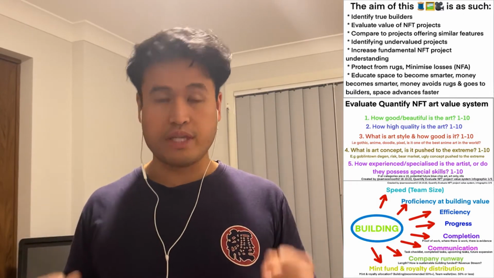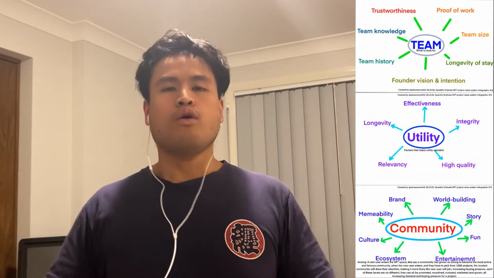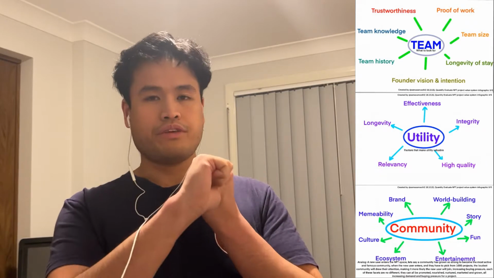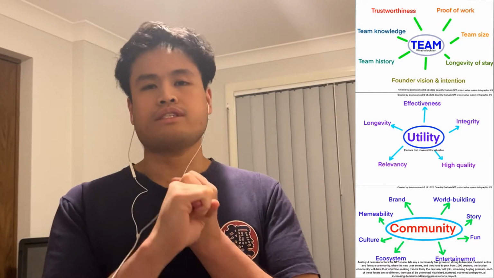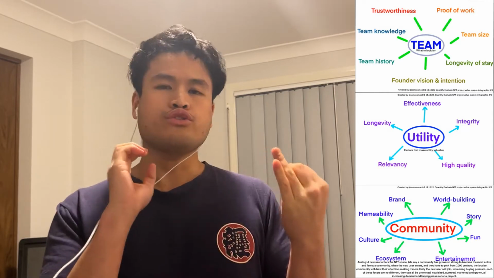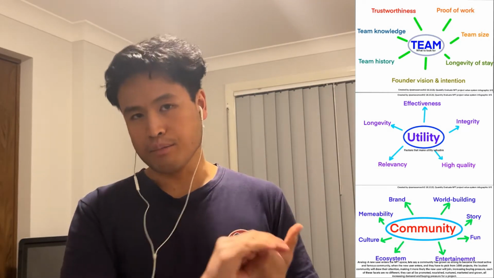The topic that I'm going to talk about today is how to quantify and evaluate NFT project value in a system. This system consists of 4 steps: art with its subcategories, building with its subcategories, and team, utility and its subcategories, community and its subcategories.